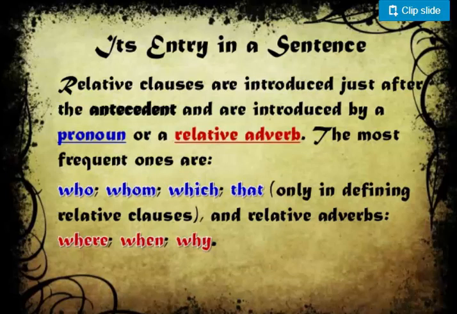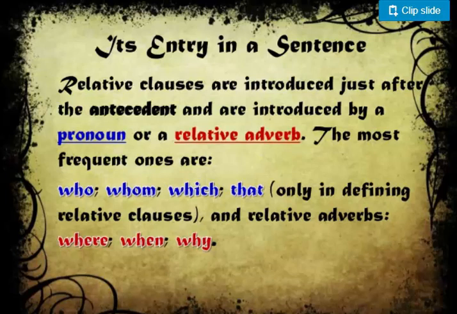Relative clauses are introduced just after the antecedent and are introduced by the relative pronoun or the relative adverb. So the relative clause comes just after the antecedent. Antecedent means the first preceding word. It may be a noun, it may be a pronoun. So the relative clause starts after this antecedent and is introduced by a pronoun or a relative adverb.